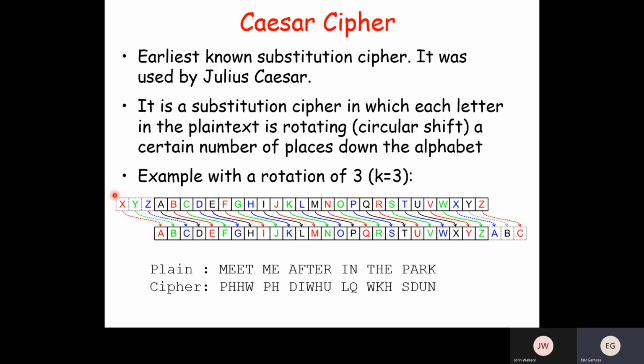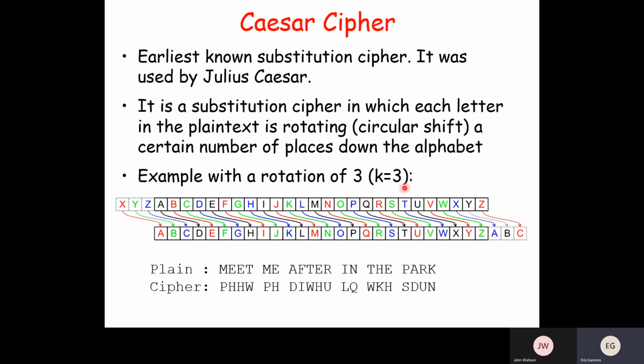So we have the plain text here and the ciphertext here. So let's see, for example, X. If you shift it 3 positions, 1, 2, 3, X will become an A. It's circular. After Z, we come back to A.